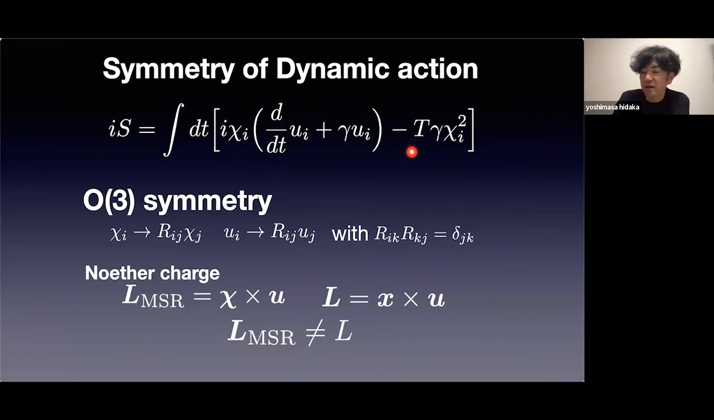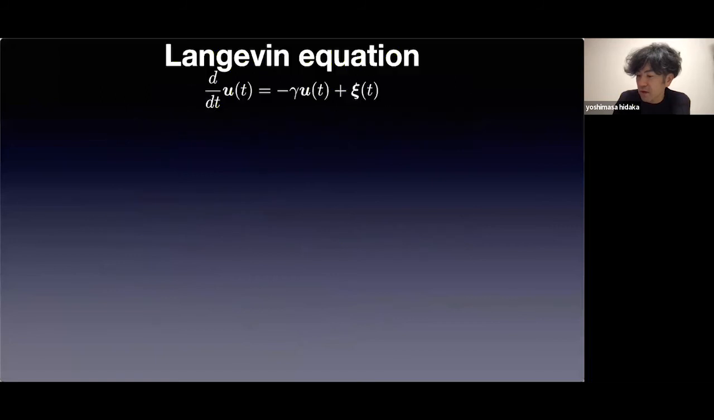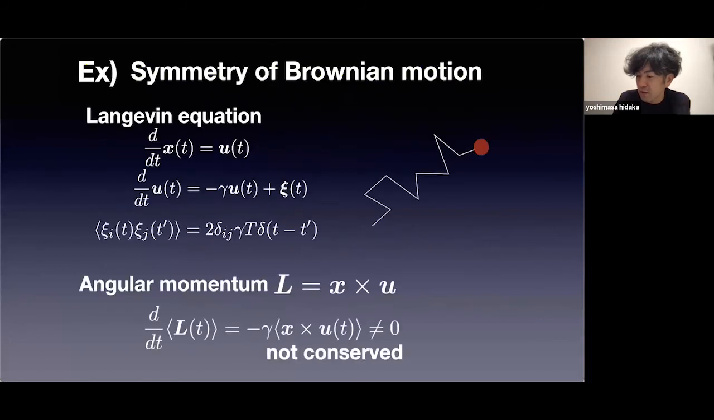This parameter here is the temperature. It originally comes from the Langevin equation. This is called the fluctuation-dissipation relation: the fluctuation two-point function of the noise is equal to the friction times temperature. This relation is called the fluctuation-dissipation relation. So yes, this is the temperature.